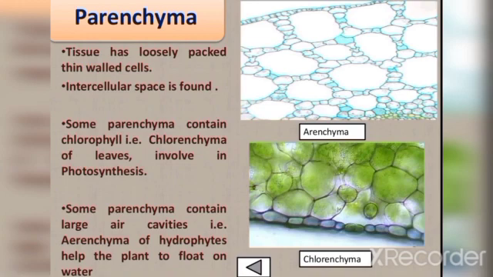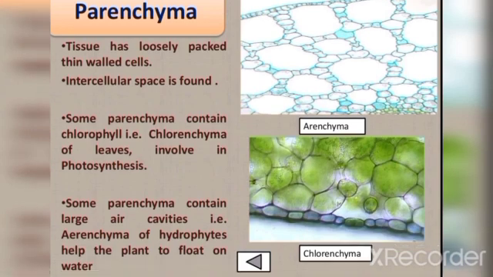Children, we will study the first type of simple permanent tissue, and that is parenchyma. These are basic packing tissue which forms the bulk of the plant body and are present in all parts. That is, they are present in root, stem, leaf, flower, fruit and seed. They are thin-walled, living cells.